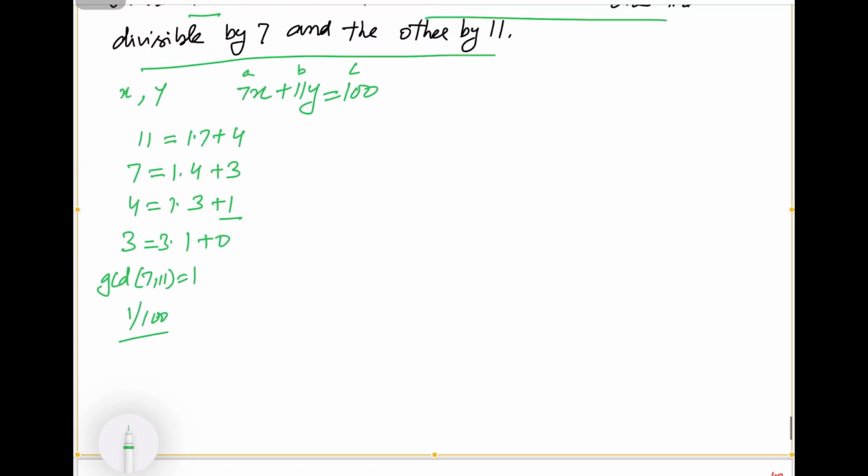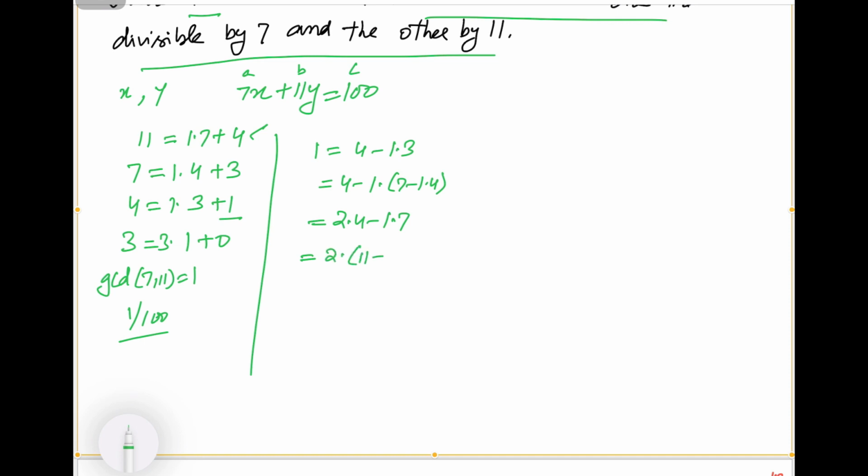So by back substitution we express 1 as a linear combination of 7 and 11. This is 4 minus 1 into 3. Putting the value of 3 here, 7 minus 1 into 4. So combining the coefficient of 4, this is 2 times 4 minus 1 times 7. Putting the value from the first equation here, 2 times (11 minus 1 into 7) minus 1 into 7. This is 2 times 11 minus 2 and minus 1 is minus 3 times 7.